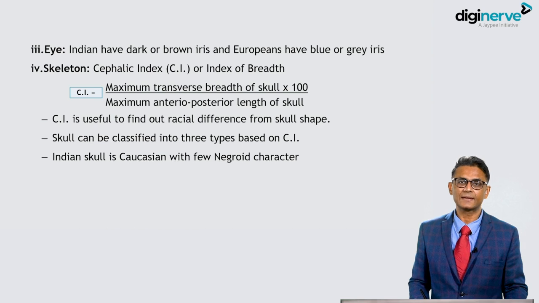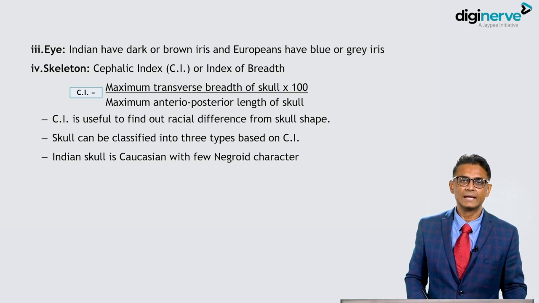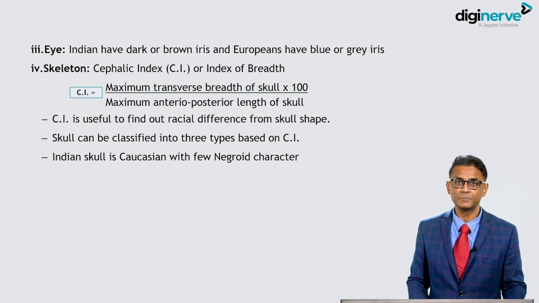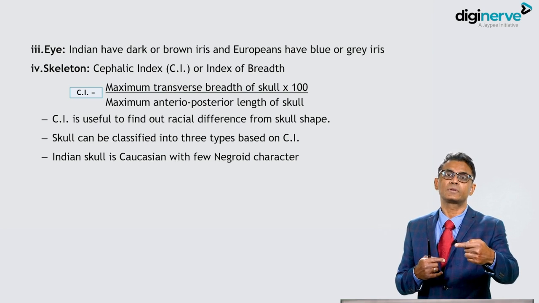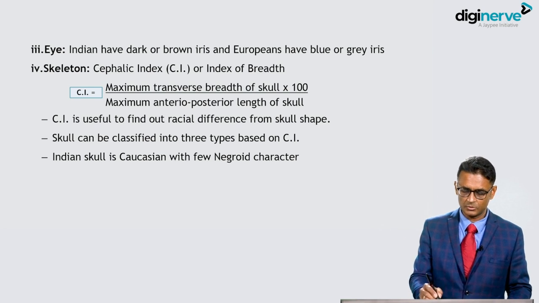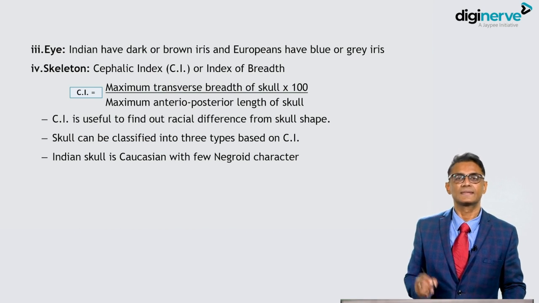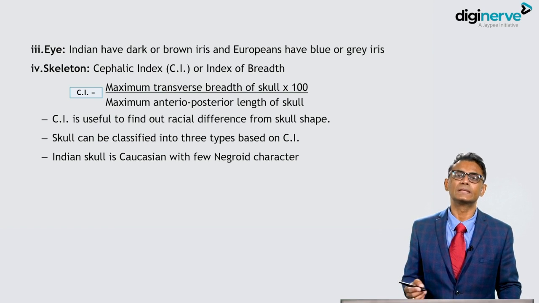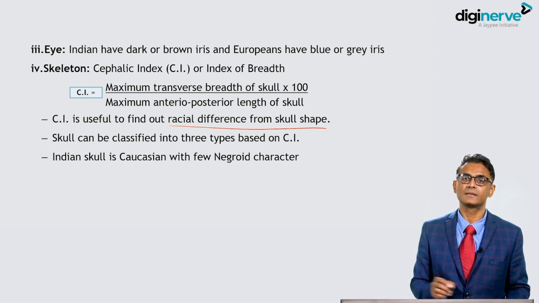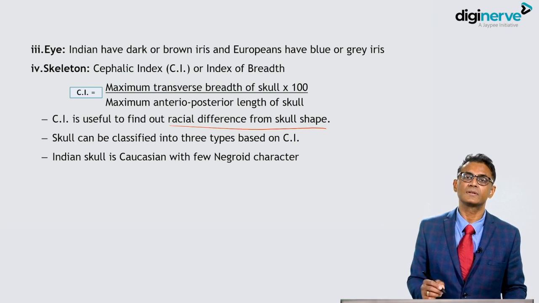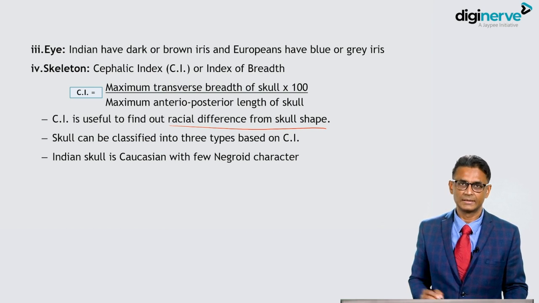Skeleton: there is a very important index which is known as the cephalic index, or the index of breadth. What is that? It is a ratio between the maximum transverse breadth of the skull and the maximum anterior-posterior diameter of the skull. So maximum transverse breadth and the maximum anterior-posterior length into 100 gives the cephalic index of that skull. It is helpful to determine the race of that person. So cephalic index is useful to find out the racial difference from the skull shape.